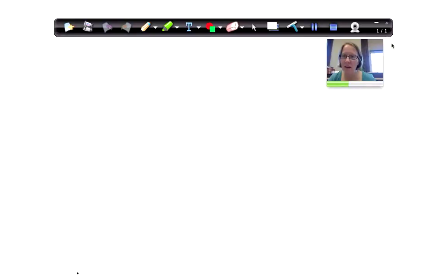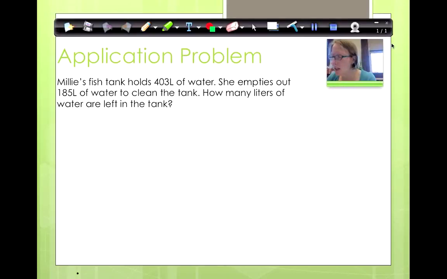Now, get a pencil. Let's get this finished. The application problem we're going to do at the end is because we are doing a problem that is actually what we've been doing, but now we're applying it to liters of water. So we can do that easily. Millie's fish tank holds 403 liters of water. She empties out 185 liters of water to clean the tank. How many liters of water are left in the tank? We need to round to determine the answer.